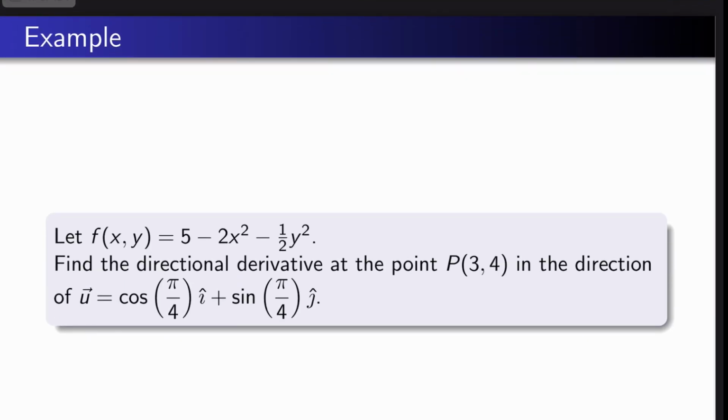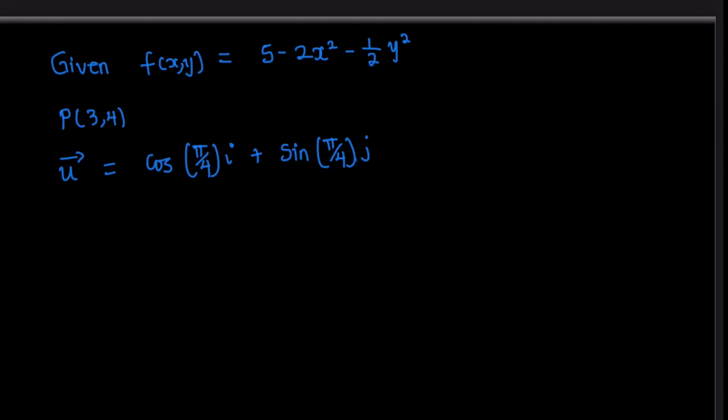With this in mind, let's start solving some examples. With our first example, we are given this function, and we are asked to compute the directional derivative at the point (3, 4) in the direction of u. Here we should verify if u is a unit vector. If u is not a unit vector, then we have to convert it to a unit vector before we can solve this question.